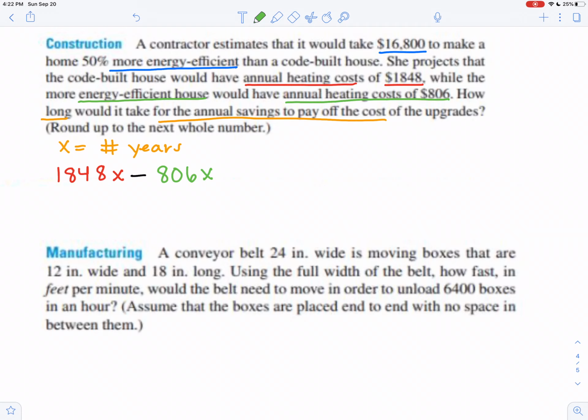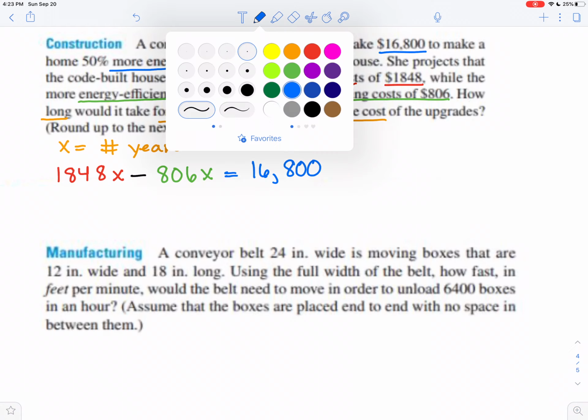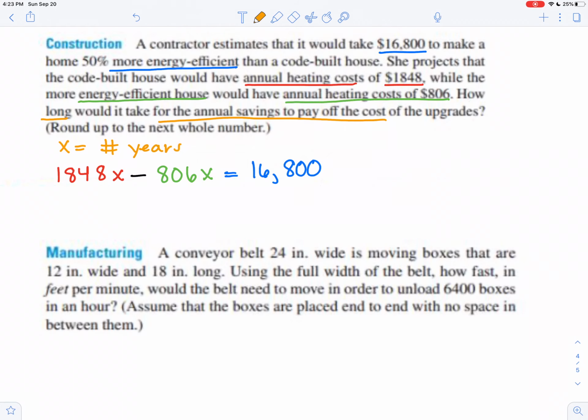What we need to do is look at how long it would take for this difference in heating cost to equal the cost of the upgrade. That's what it means when you say, how long would it take to make up for it? How long would it take for the discount that you're getting on the heating cost to be the same as what it costs you to make the upgrades themselves? And then once you have your equation written, we're just going to combine like terms and solve.